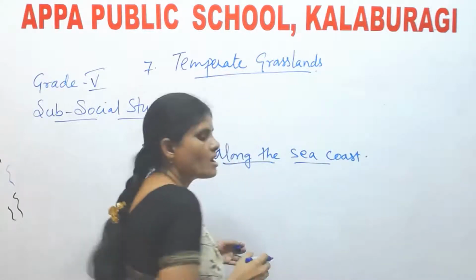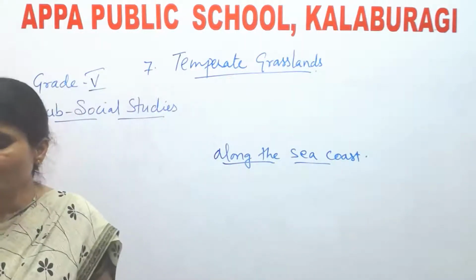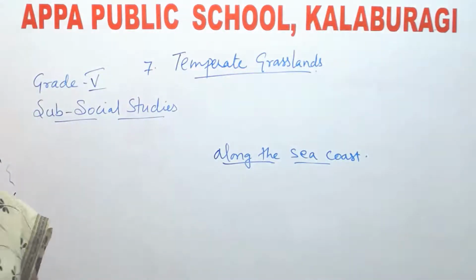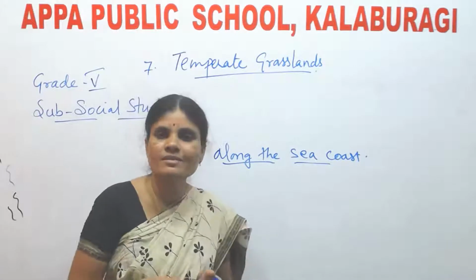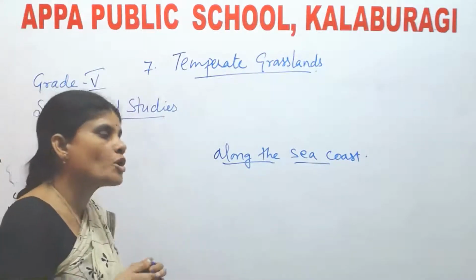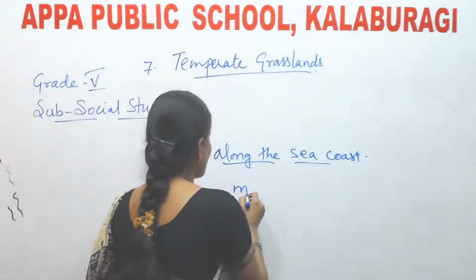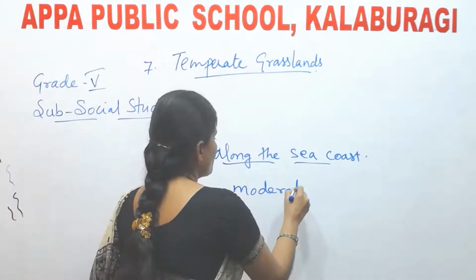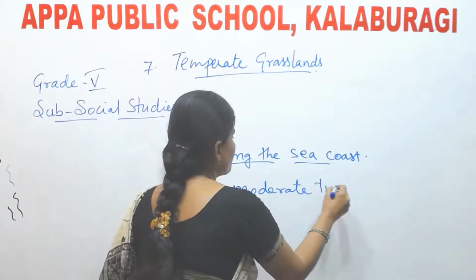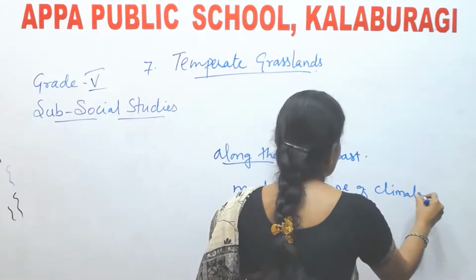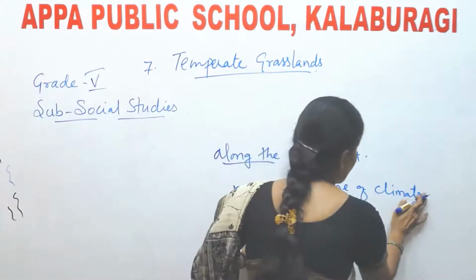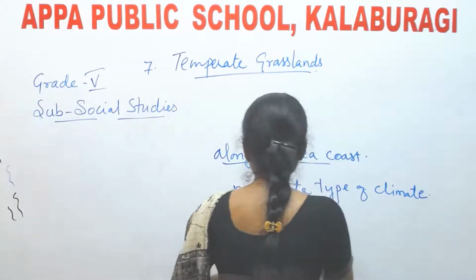So how is the climate here? What type of climate is received by the grasslands located in the southern hemisphere? They experience a moderate type of climate. Moderate type of climate. What do you mean by moderate here?